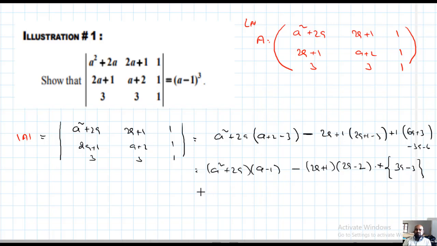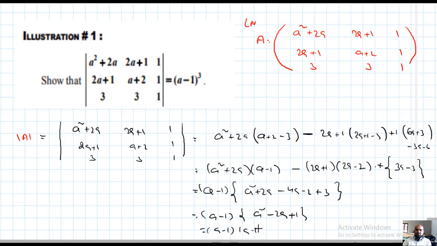So students, observe, here I can take A minus 1 common from the total. Here A square plus 2A is left. Here minus 4A minus 2 will be left, because 2 is already taken common, plus 3. This is the same as A minus 1 into A square minus 2A plus 1, that is A minus 1 into A minus 1 square, that is equal to A minus 1 cube. Therefore, det A equal to A minus 1 cube.